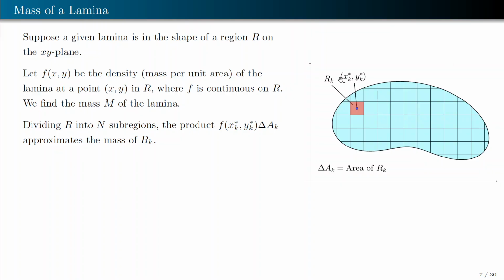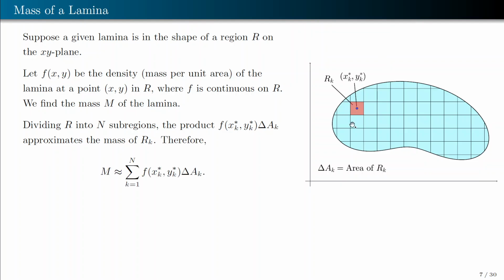Okay, tapos we form this product. Pag in-apply natin yung F dito sa point na to, again, F gives a density. So pag in-apply natin sa isang point, density yon. Pag i-multiply natin sa area ng R sub K, we get density times area, which is mass. So this product here approximates yung mass nitong isang R sub K. Okay? So that, sa isang R sub K pa lang yan.